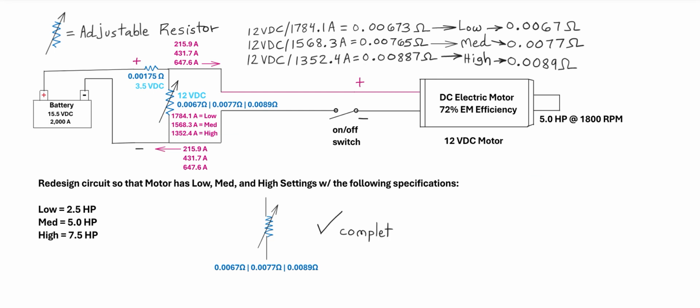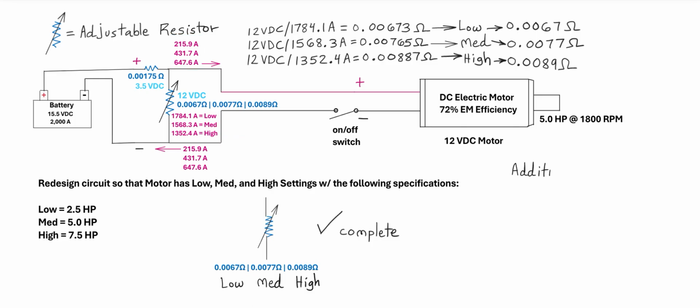And so now we are complete. When you turn on the motor and make this setting at low, you'll have 2.5 horsepower at the motor, and then at the medium setting 5.0 horsepower, and then high 7.5 horsepower. And apparently we have enough current to make this work because we have not run out of current here.